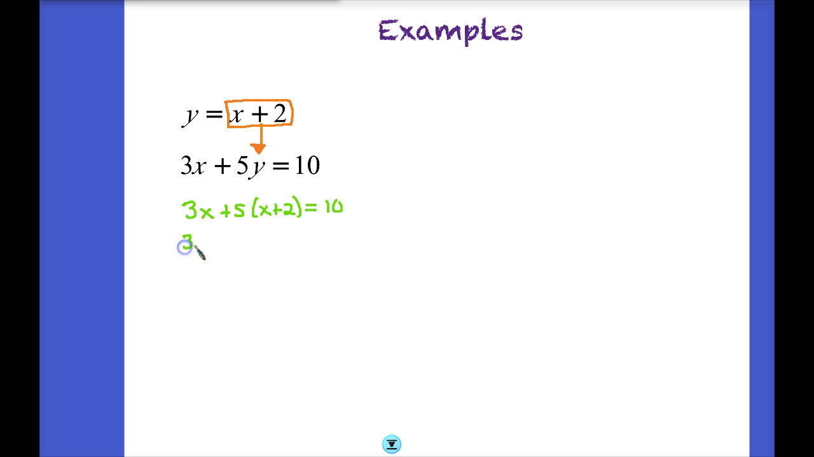And now I'm going to simplify. So in this simplification, I need to remember to distribute the 5 into the parentheses. So 5 times x is 5x. 5 times 2 is 10. Okay, now my parentheses are gone and I can combine like terms on the same side. So 3x and 5x will give me 8x.